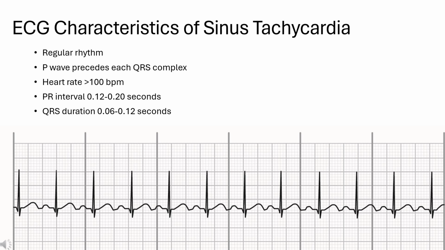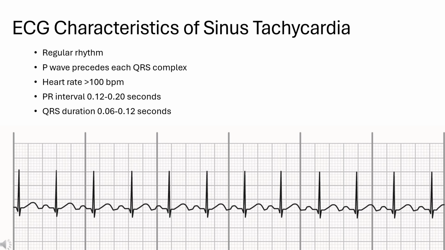The PR interval measures the time from the onset of the P wave to the start of the QRS complex. In sinus tachycardia, this interval remains within the normal range of 0.12 to 0.2 seconds. This indicates that the electrical impulse is traveling from the atria to the ventricles in a typical time frame, despite the increased heart rate.